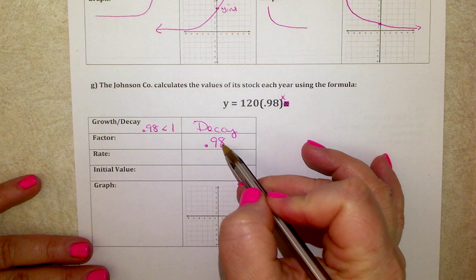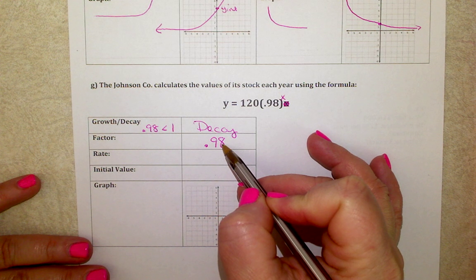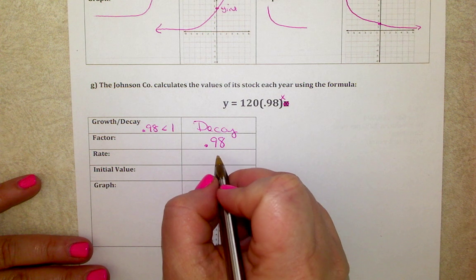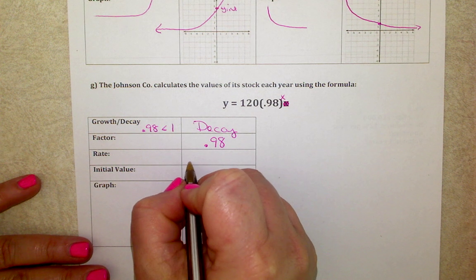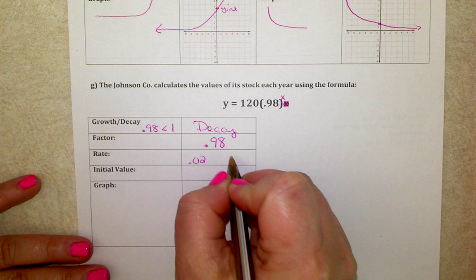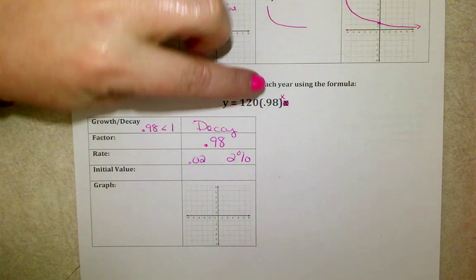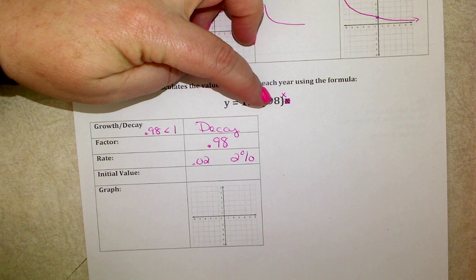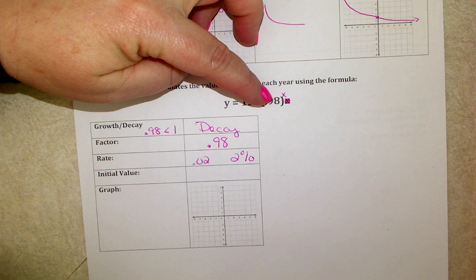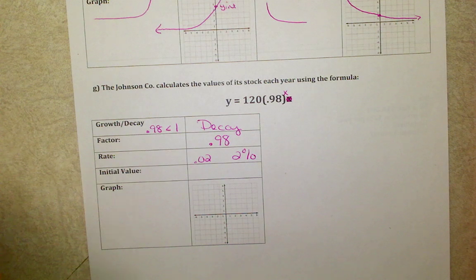So if you're keeping 98%, what did you get rid of? What percent did you get rid of? So you got 0.02, so moving that decimal will be 2%. So again, you're keeping 98%, so you got rid of 2%, because percents are always based off 100.